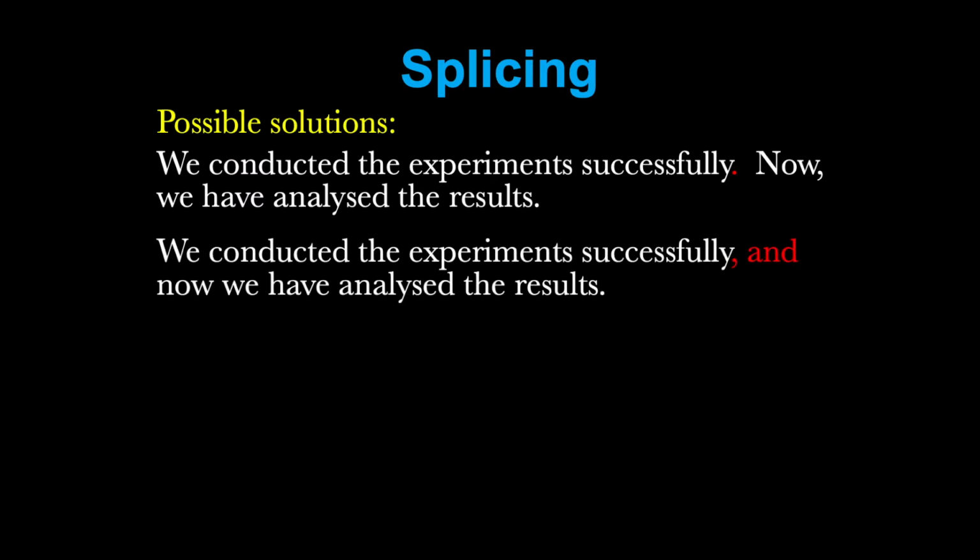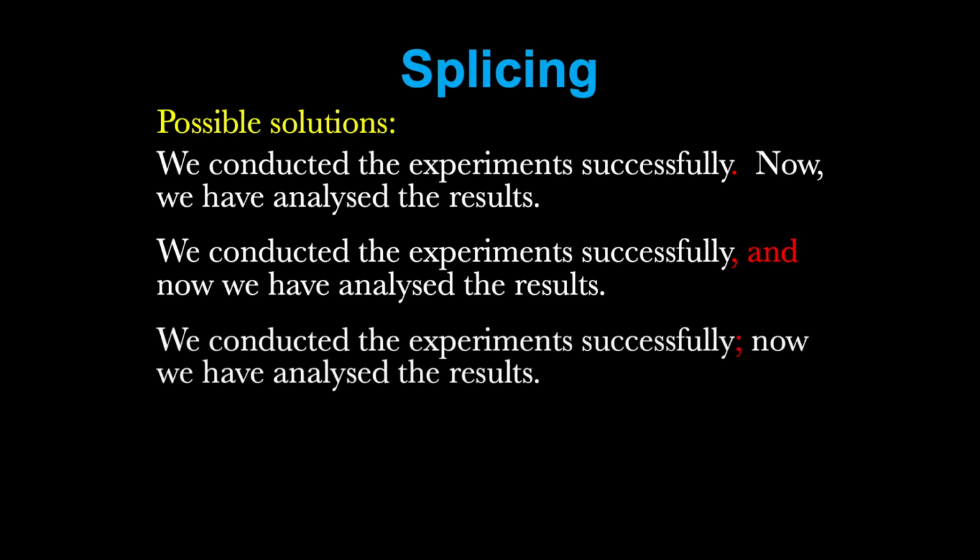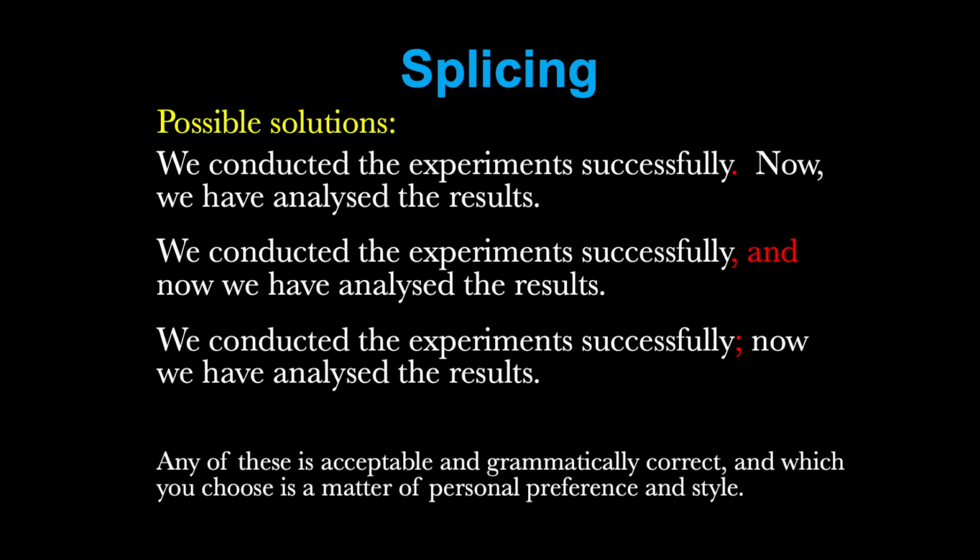We conducted the experiment successfully, comma, and now we have analysed the results. So we've made a compound sentence using a conjunction. And as we learned last time, we've preceded that conjunction with a comma. We could, if we are trying to be a little more sophisticated, perhaps have linked the clauses together with a semicolon. We'll be talking more about semicolons later. All of these solutions are acceptable, all are grammatically correct, and which you choose is really a matter of personal style and preference.